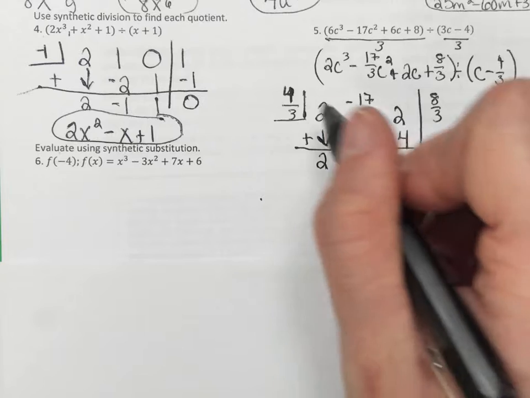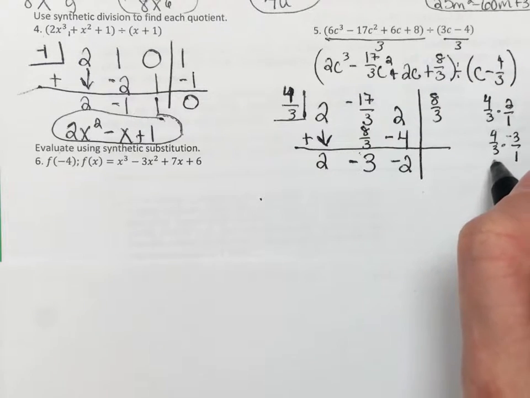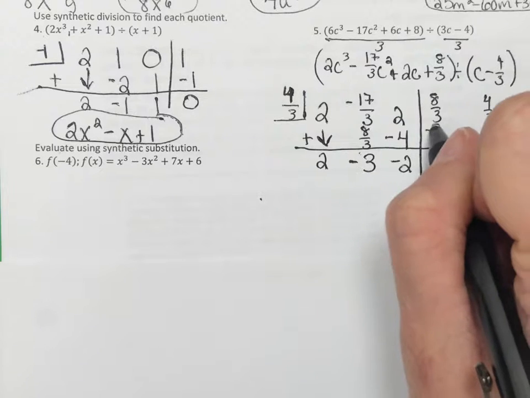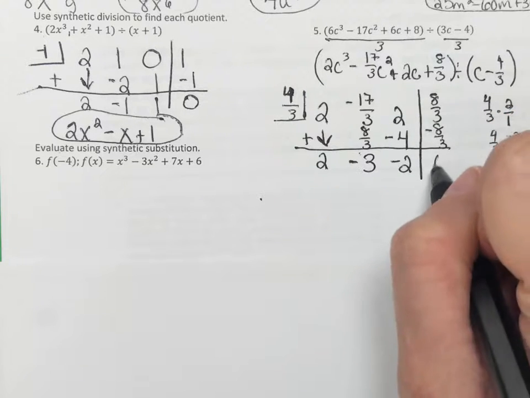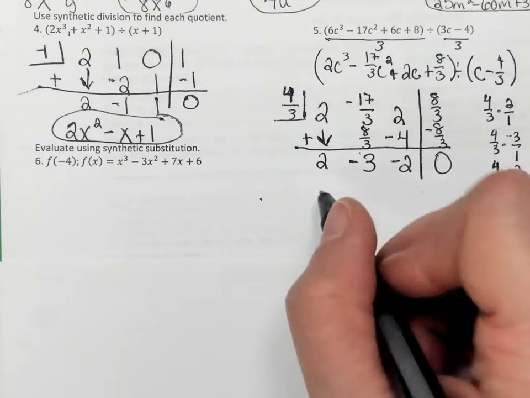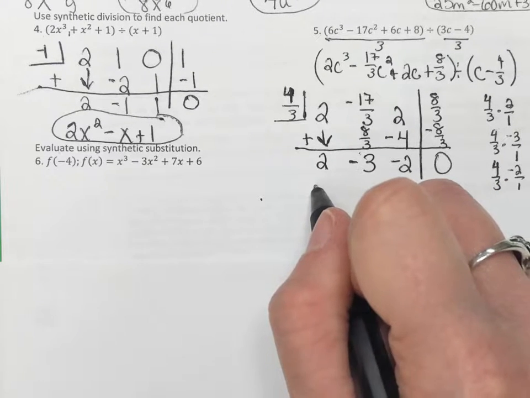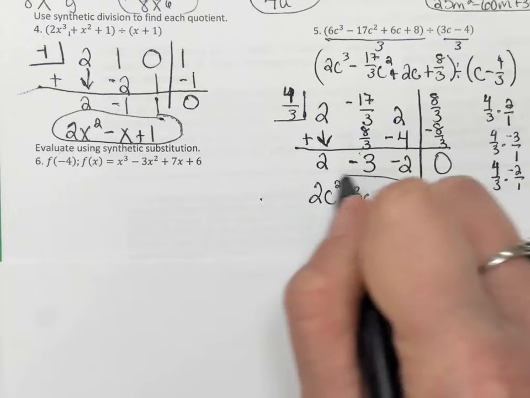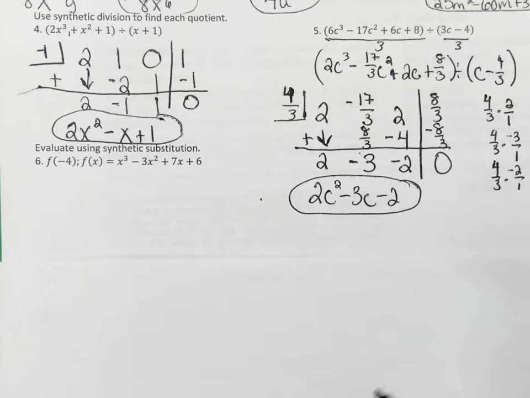Look, I was nice to y'all. Looky there. 4/3 times negative 2 over 1 is negative 8 over 3. And it cancels. That wasn't a hard one. That was an easy one because I had a fraction. Alright, so let's see. 2c to the second minus 3c minus 2. It was a medium problem, right?